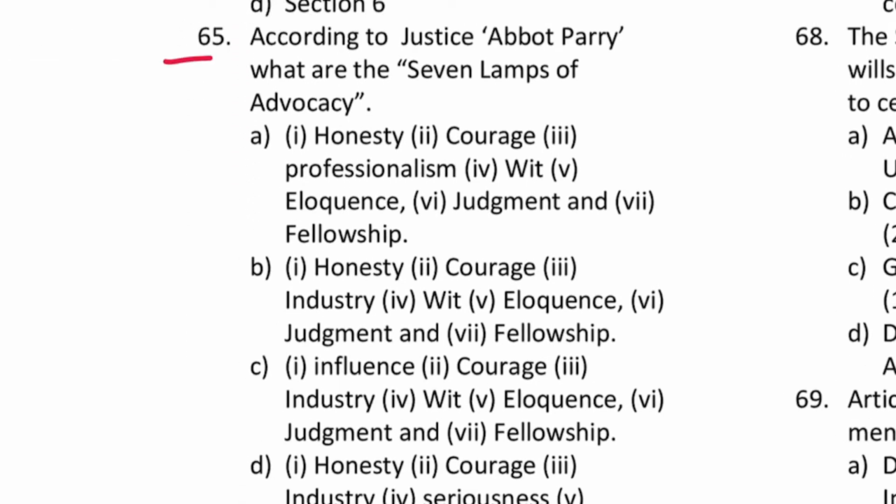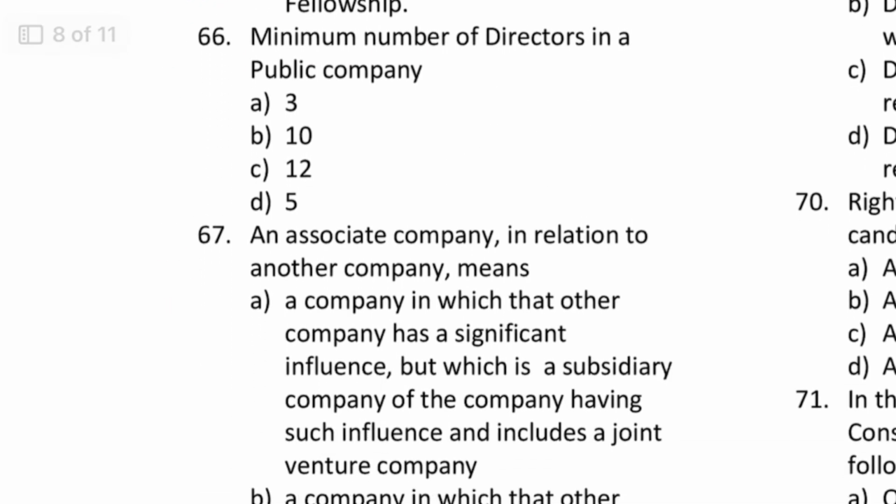Next 65, according to Justice Aibe, what are the 7 lamps of advocacy? Honesty, courage, professionalism, wit, eloquence, judgment and fellowship. या फिर honesty, courage, industry, wit, eloquence, judgment and fellowship. B is the answer. Next 66, minimum number of directors in a public company are 3. A is the answer.